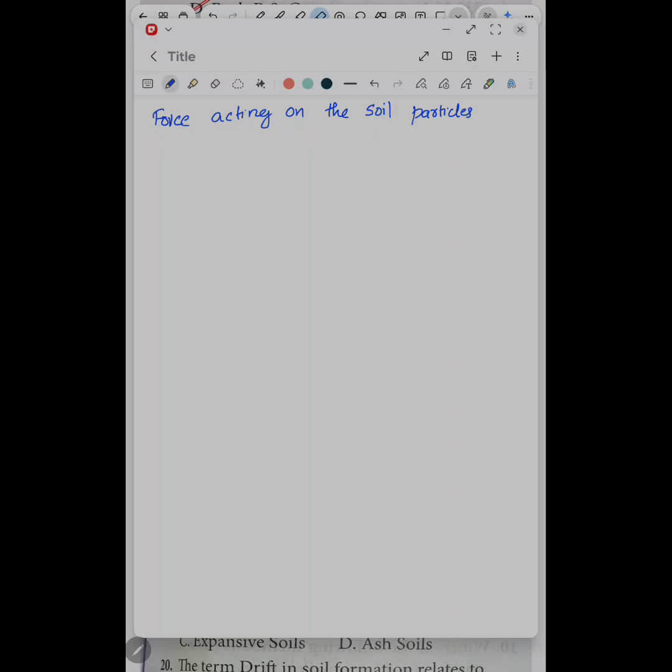Next topic we are going to study is force acting on the soil particles. We studied physical weathering, chemical weathering and the rock minerals, clay minerals, everything we learned. Next is force acting on the soil particle. First is gravitational force or body force. This is proportional to mass, and an example is weight.